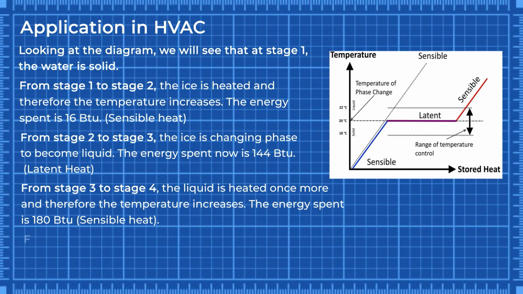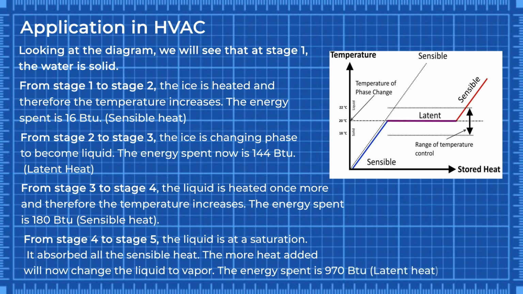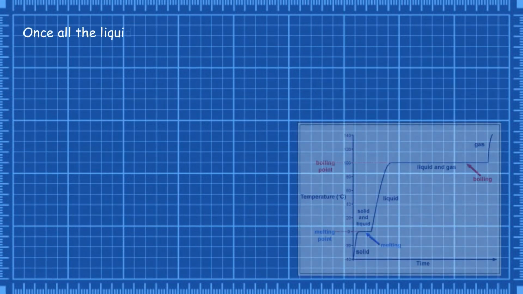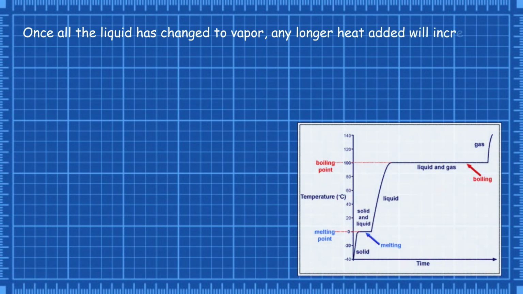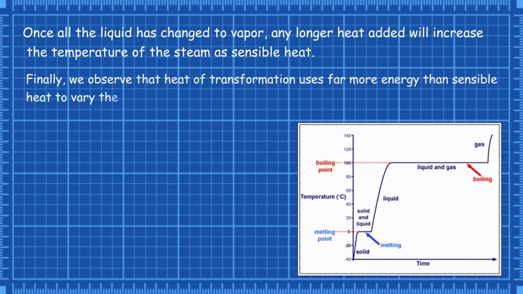Sensible heat. From stage 4 to stage 5, the liquid is at saturation. It absorbed all the sensible heat. The more heat added will now change the liquid to vapor. The energy spent is 970 BTU, latent heat. Once all the liquid has changed to vapor, any more heat added will increase the temperature of the steam as sensible heat. Finally, we observe that latent heat uses far more energy than sensible heat to change the phase of a liquid, solid, or steam.